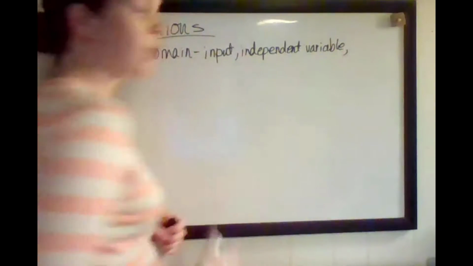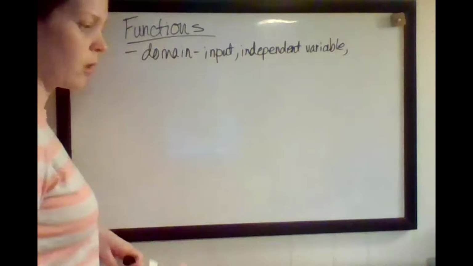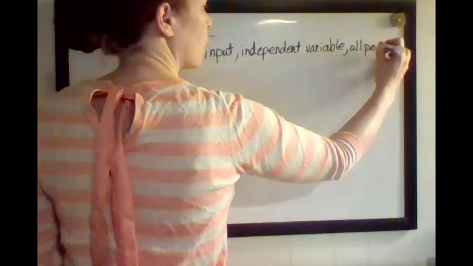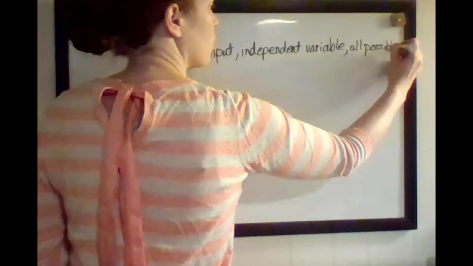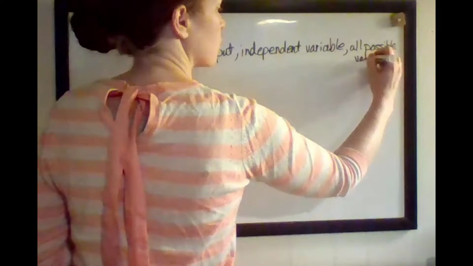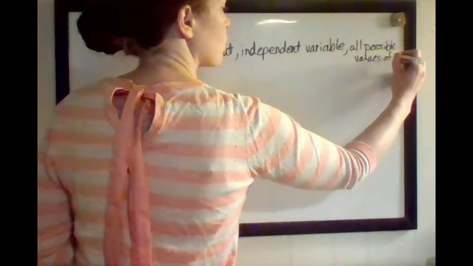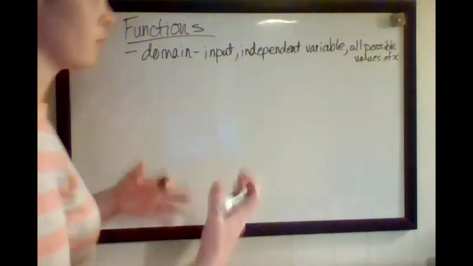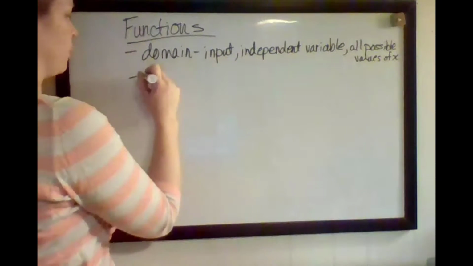And probably most commonly what we think of it as is all possible x's, or values of x. So when we think of domain, those are the x's that we can have. So we have some sort of equation, all the things that x can be.